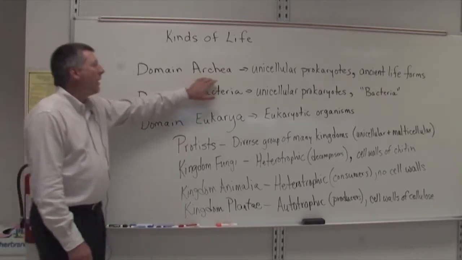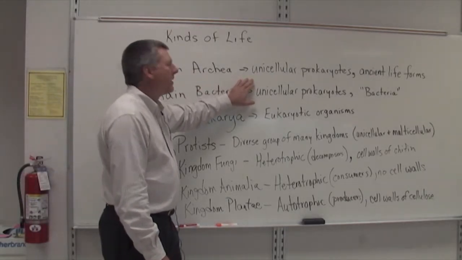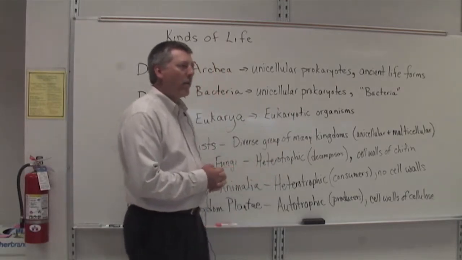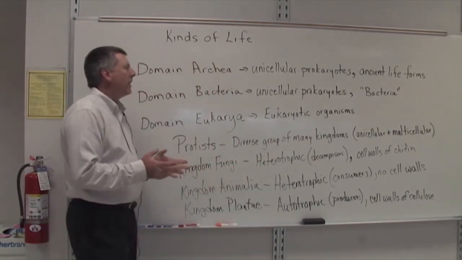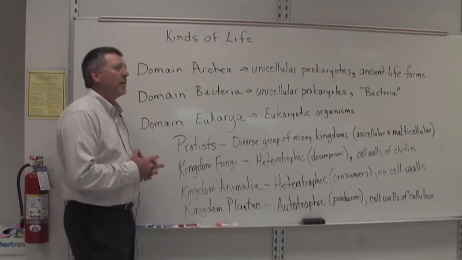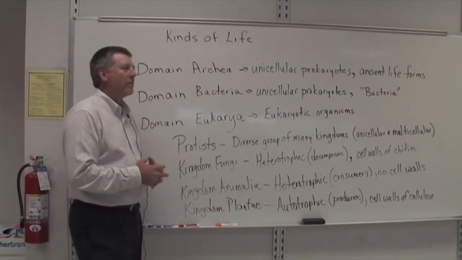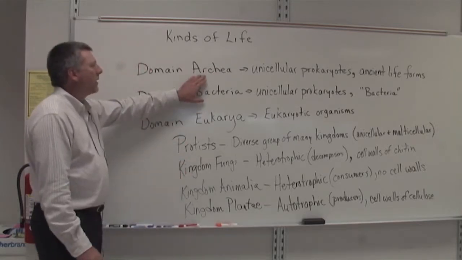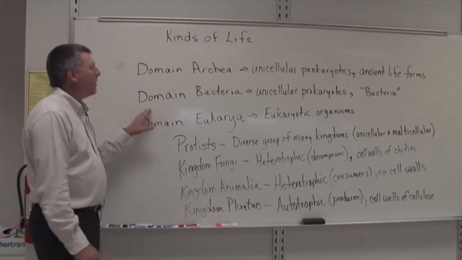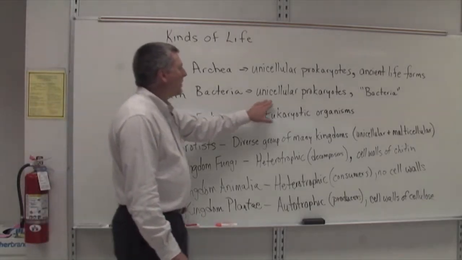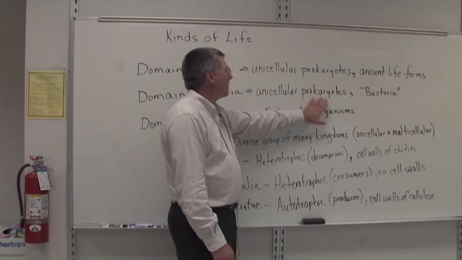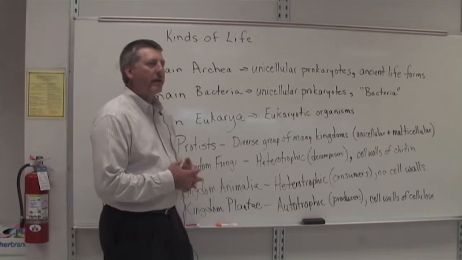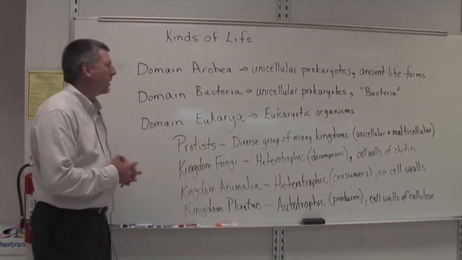The domain archaea includes unicellular prokaryotic organisms that represent some very ancient life forms. For example, some of the members of the domain archaea live in very hot environments, or some live in extremely salty environments. So there's some really unusual organisms. The domain bacteria is also composed of unicellular prokaryotes, and these are what we refer to as typical bacteria, like Streptococcus that might make someone sick.